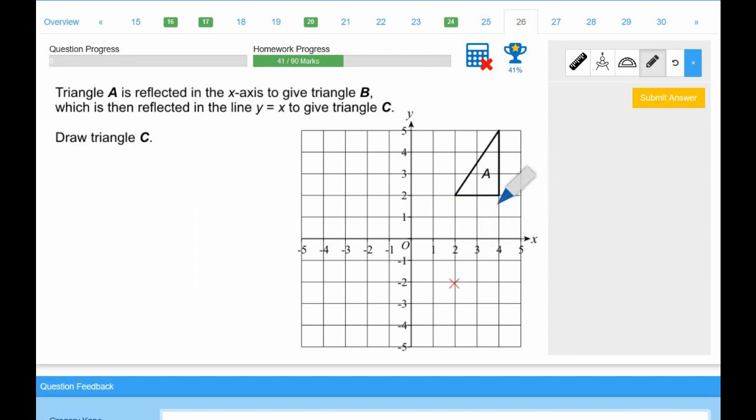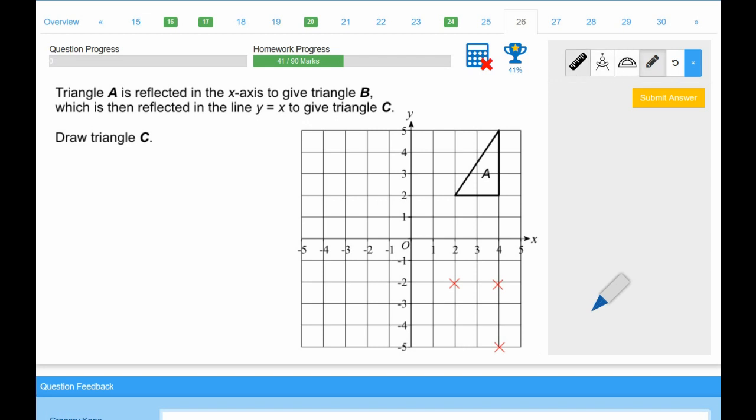Don't need to draw it, just a sketch with the vertices. That's 2 above. This will be 2 below. This is 1, 2, 3, 4, 5 above. This will be 5 below. And so there is my triangle B. We're told then it's reflected in the line y equals x.